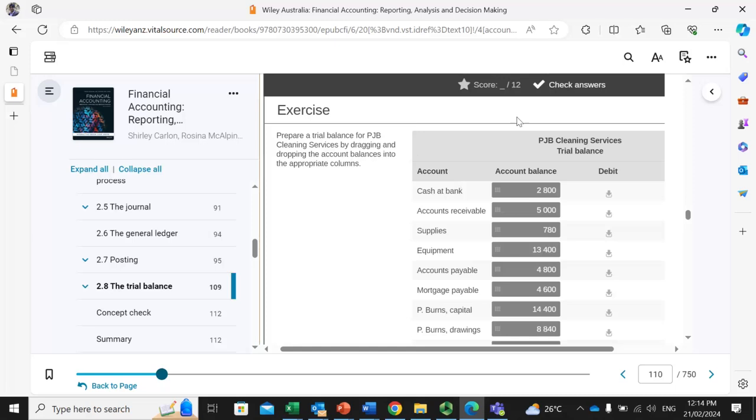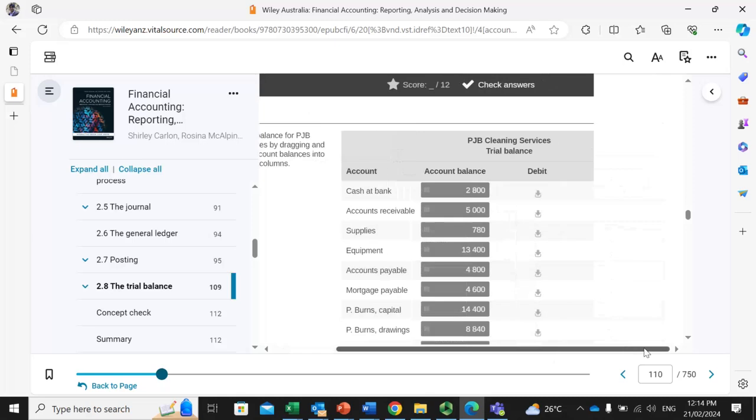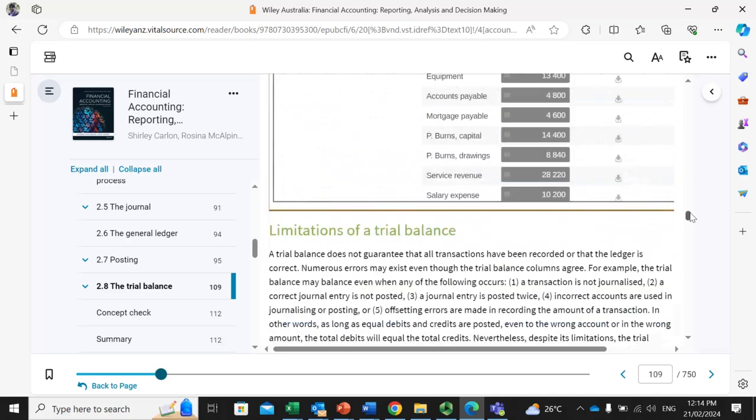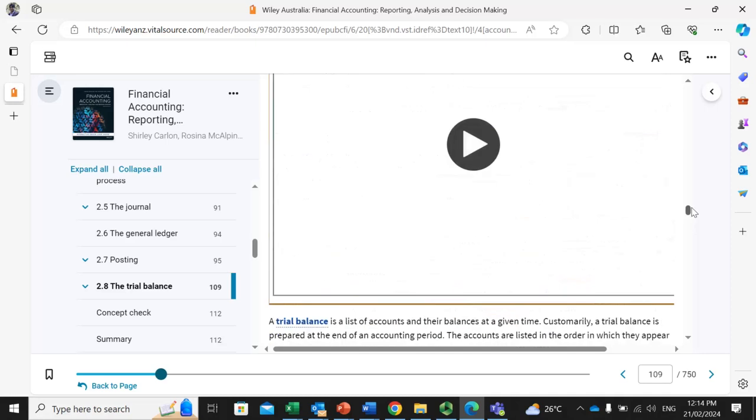So this is an exercise which you can do. For example, cash at bank account balance. Yes. Cash at bank debit 28, accounts receivable debit, and supplies debit. So they don't have a credit. Basically that's how they prepare. These are exercise activities which you can watch.